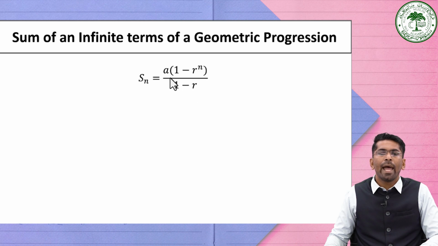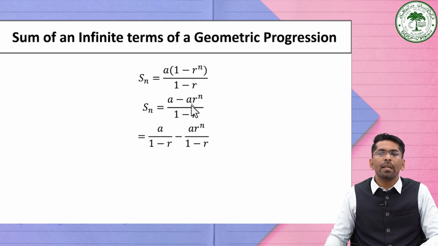See here, I am multiplying this particular term, that is the opening bracket, by a. Then this equation will become a into 1, that is a, minus a into r raised to the power n, that is a r raised to the power n, divided by 1 minus r. Then I am splitting this equation into two parts, that is a divided by 1 minus r, then minus a r raised to the power n divided by 1 minus r.